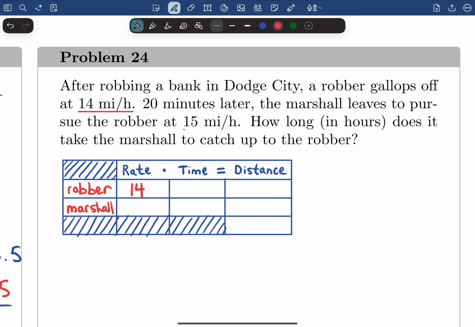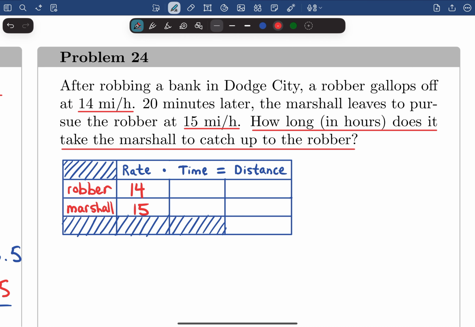And the marshal, their rate is 15 miles per hour. Moving forward, time. Well, that's what they are really asking about. How long in hours does it take the marshal to catch up to the robber?